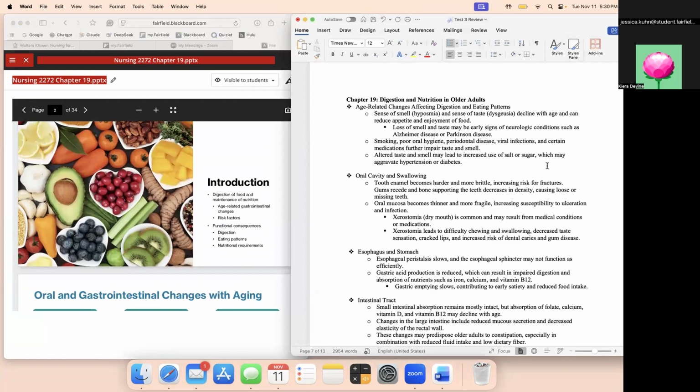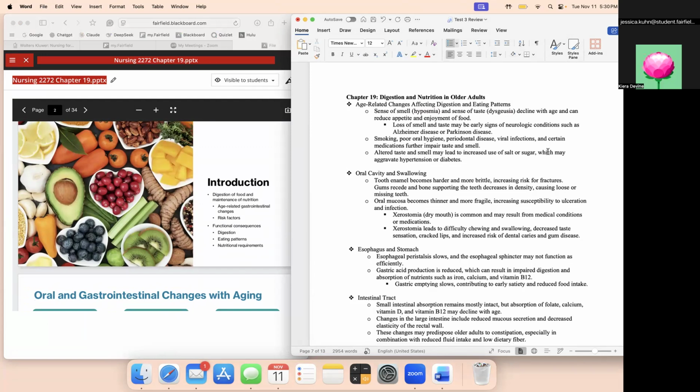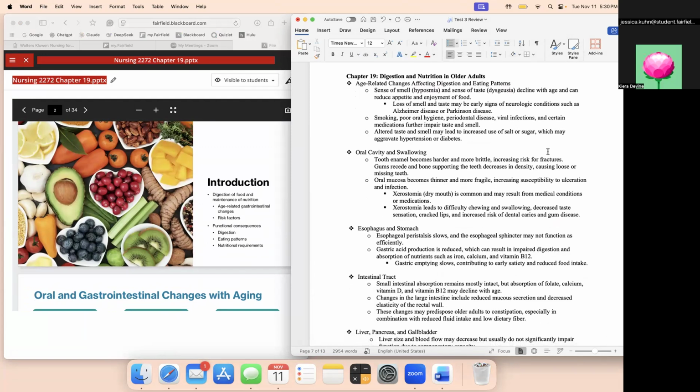Age-related changes affecting digestion and eating patterns. Older adults do suffer from a decreased sense of taste and a decreased sense of smell. They do decline with age and can reduce appetite and enjoyment of food. The loss of taste and smell may be an early sign of neurological conditions like Alzheimer's or Parkinson's, but in mild forms can be considered normal.